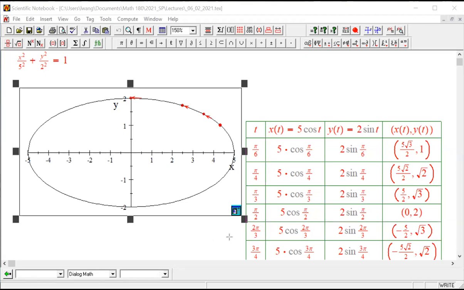Is that helpful, Cortland? Get it? Right, parametric. I got it now. Good, good, thank you.